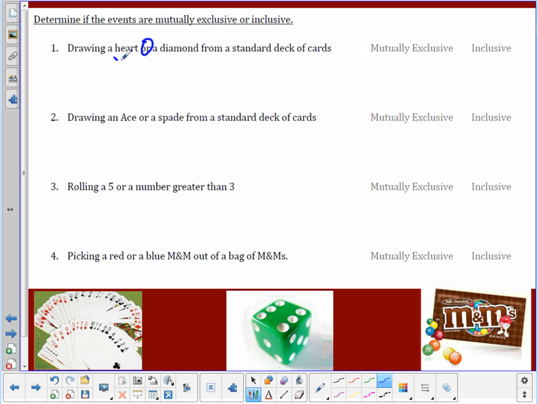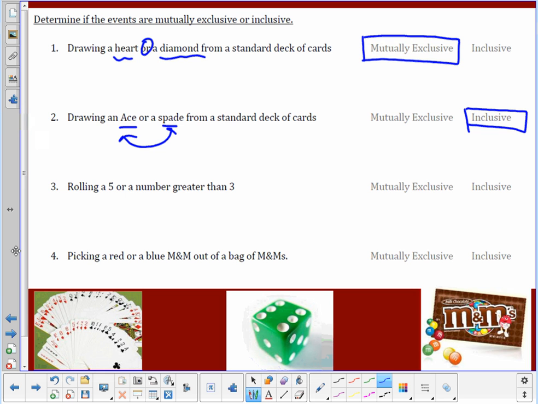Is there anything in the hearts that's also in the diamonds? Well, no, it's not possible to be a heart and a diamond at the same time. So there's no crossover between the two things I'm looking at, which means these are mutually exclusive events. They're exclusive of each other. Now, if I look at number 2, drawing an ace or a spade, well, there is one card that is the ace of spades. So that means these are inclusive because there's crossover. There's something that fits into both categories.